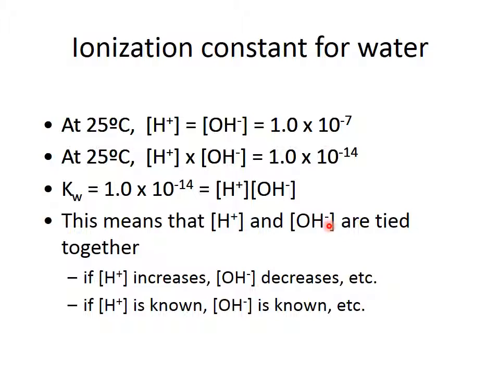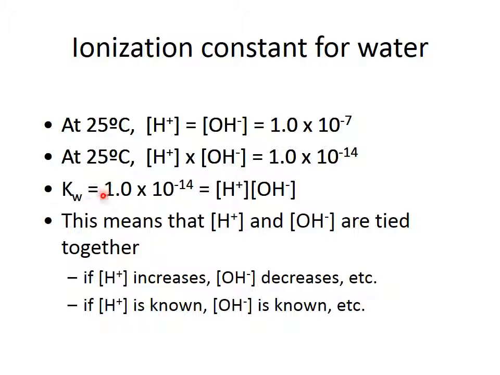Because when two things are multiplied by each other to equal them, they're mathematically tied together. This number, 1 times 10 to the minus 14, is referred to as Kw, the ionization constant for water. And it's always equal to 1 times 10 to the minus 14 at 25 degrees Celsius. And as far as we're concerned, everything's at 25 degrees Celsius. We're not going to worry about it being warmer or colder.